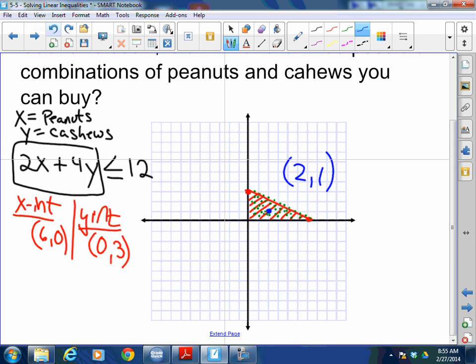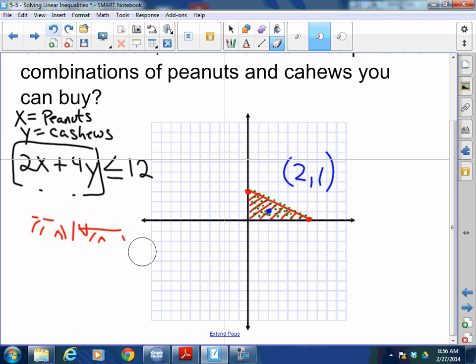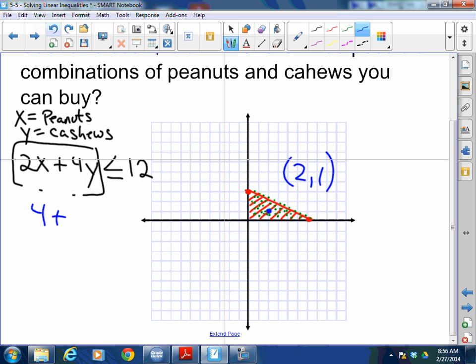Let's see if that works. If x is 2, that's 4, plus 4 times 1 is 4. Is that less than 12? It works.